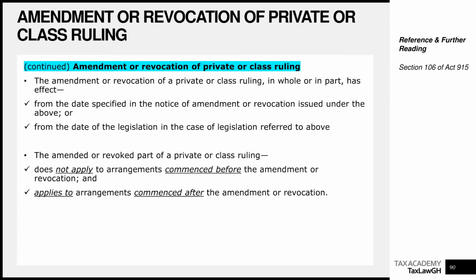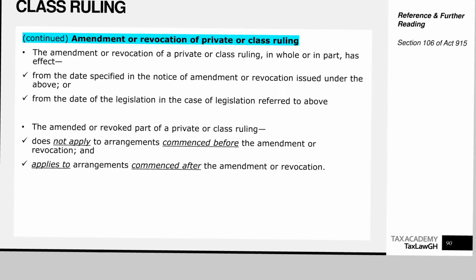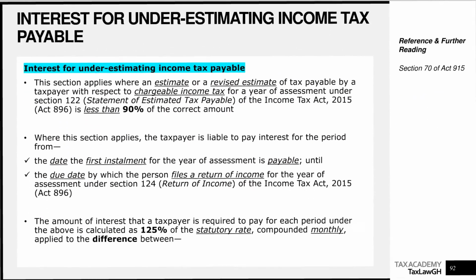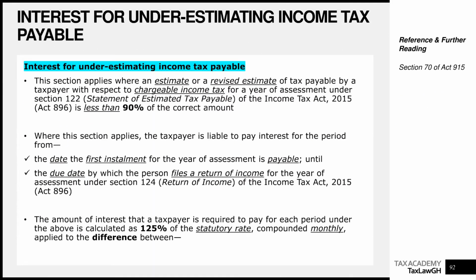Just plain common sense. So now that we've looked at practice notes and private rulings, let's look at some basic interest, penalties, and offenses you need to know at this level. So first thing is interest for underestimating income tax payable. So if you underestimate income tax payable, there is interest. Interest, like I mentioned earlier, is an amount of money you need to pay to the Commissioner General for delaying, the time value of money.